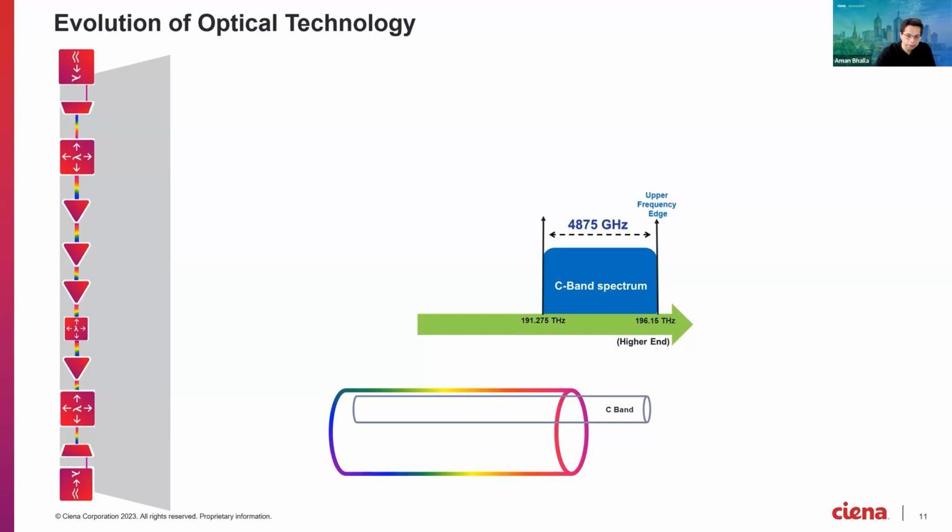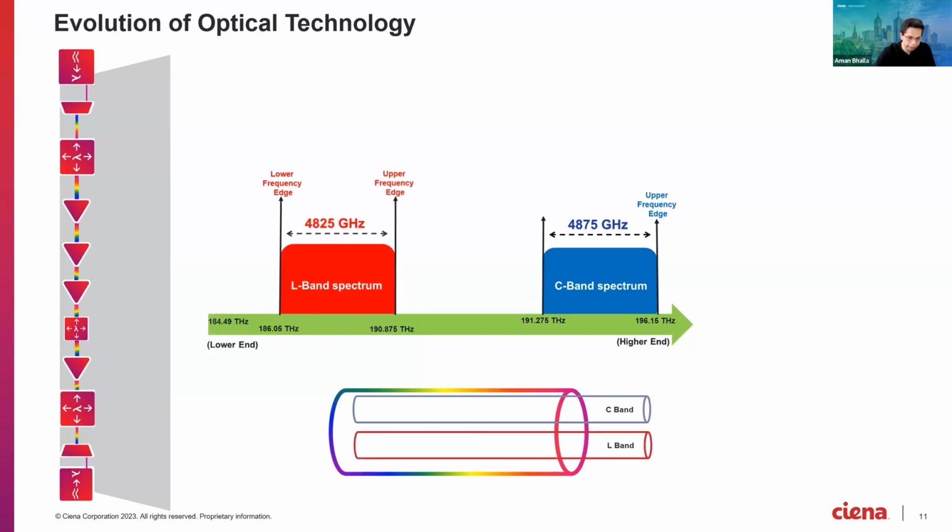Latest advancements have made L-band available as well, which has almost doubled the capacity to utilize your optical fiber assets. When I say almost double, you can say that 4.875 to 4.825. So it's almost double. It's not completely 2 times.